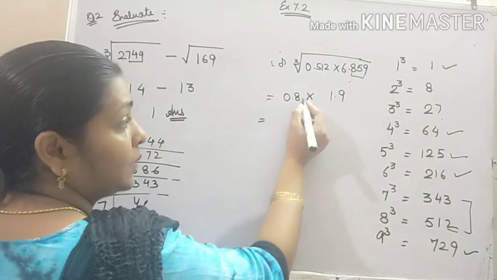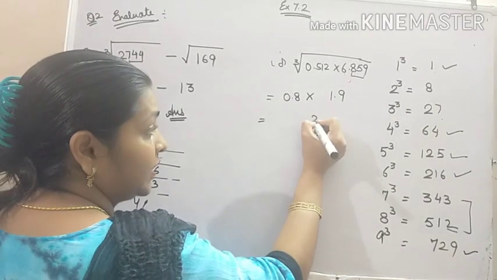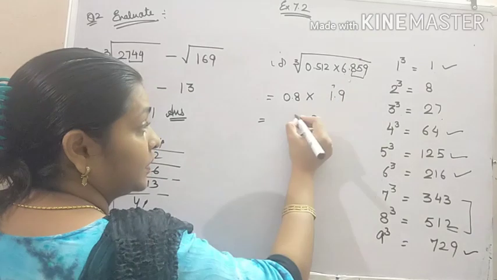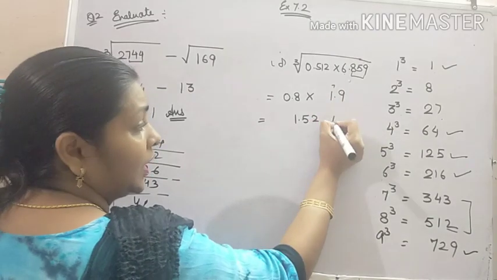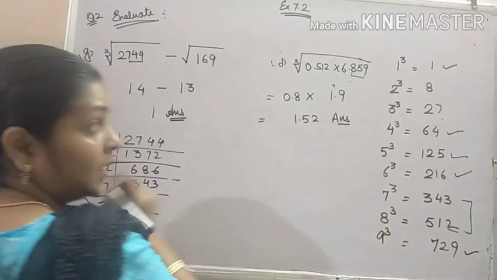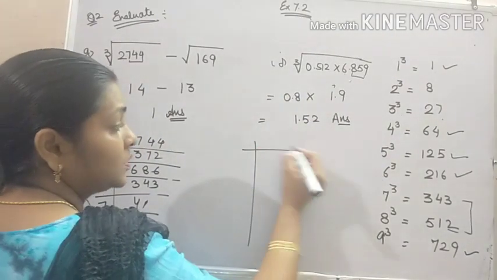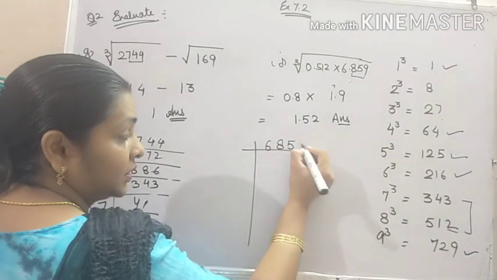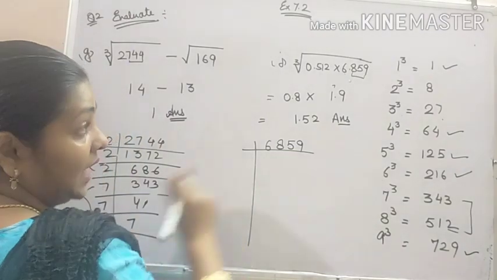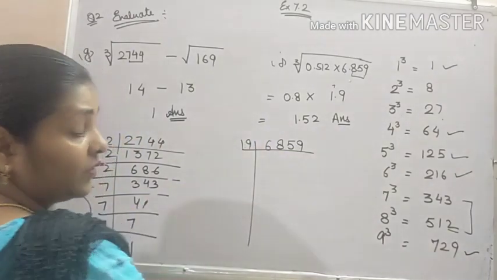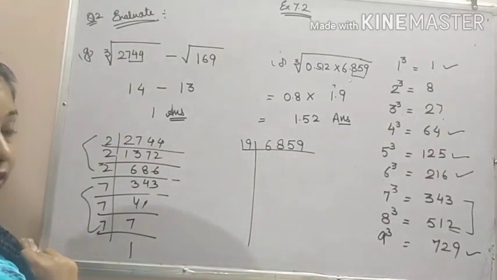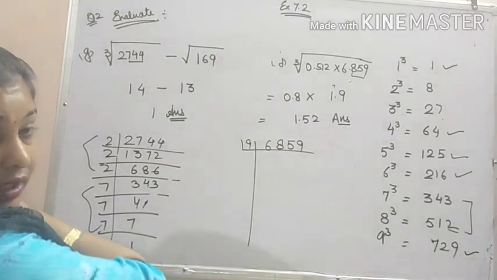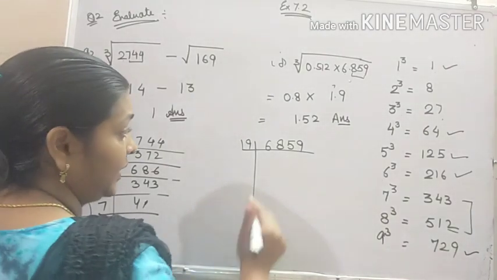And now multiply both the numbers. 8 9s are 72, 7 carry. 8 1s are 8 plus 7. 1.52 is your answer. But if you are not sure, you should use prime factorization. Now, as it is a cube of 19, it will go on 19 only.